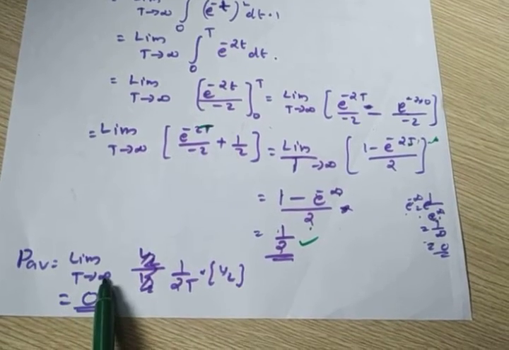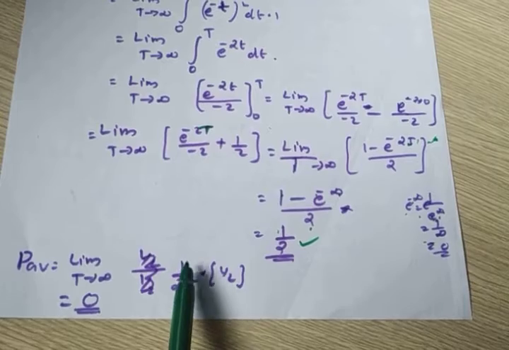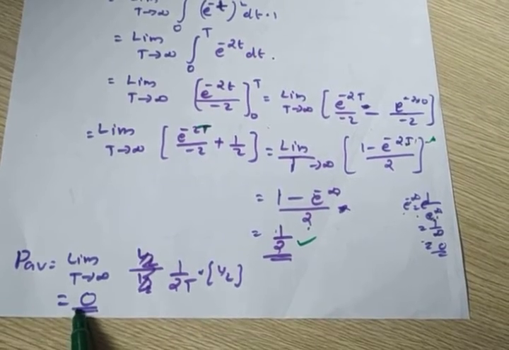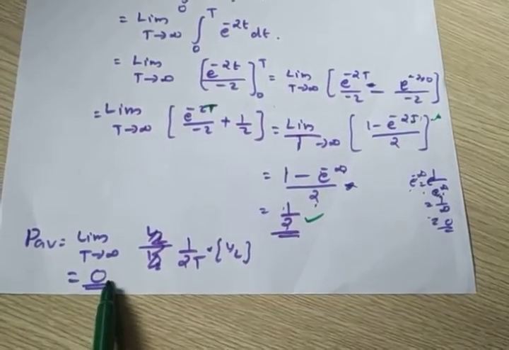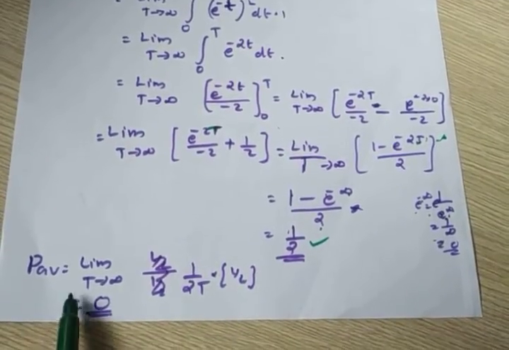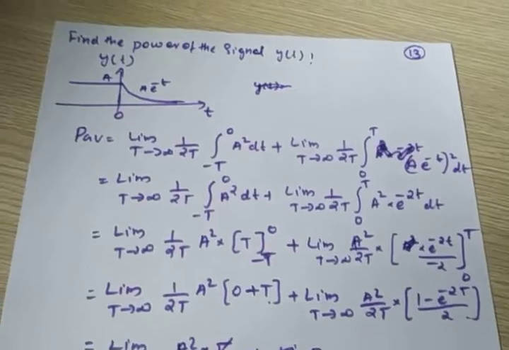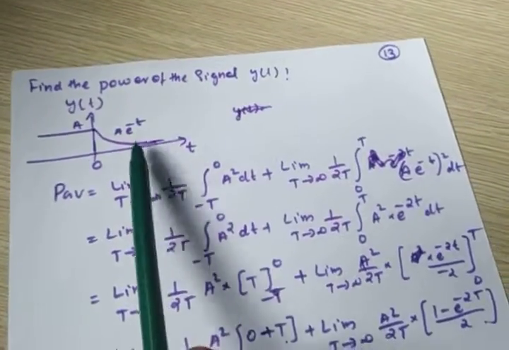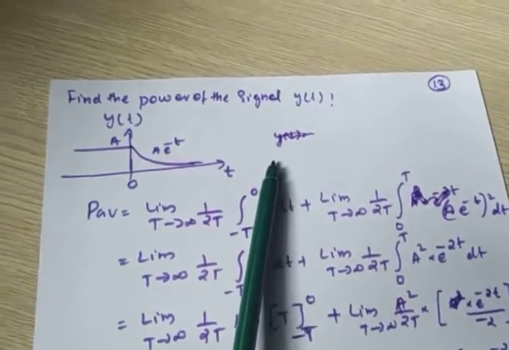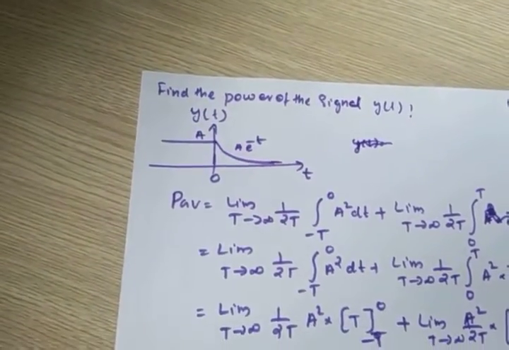So as T tends to infinity, this T becomes infinity, and 1 by infinity is 0. So P average is 0. The energy of the signal is 1 by 2 and the average power is 0. Another question: find the power of the signal y of t. This is the signal y of t, as given. So you have to find out the power of the signal.